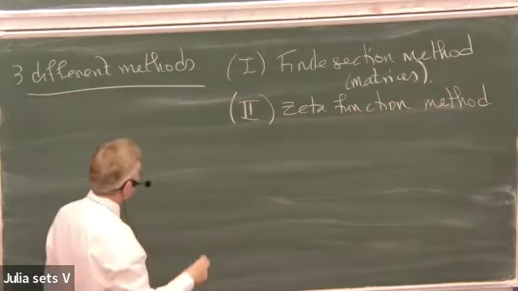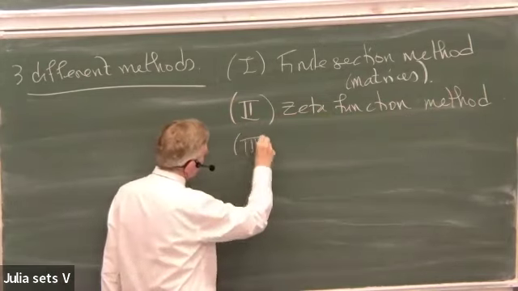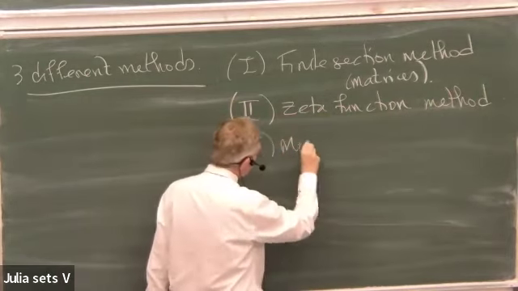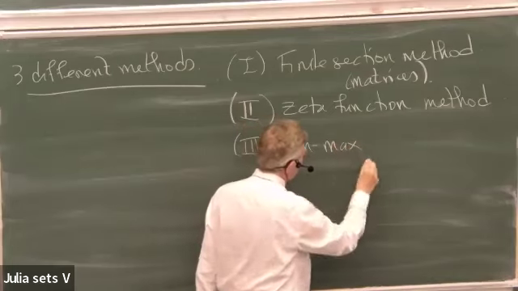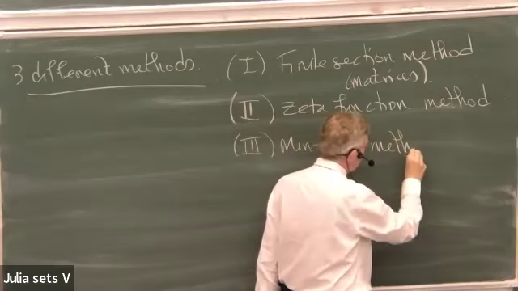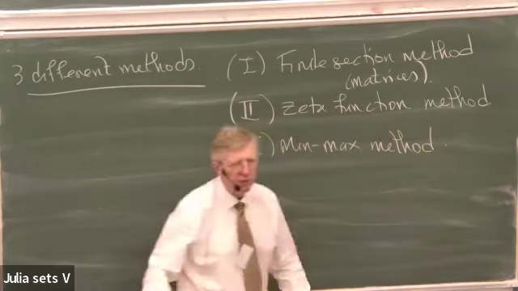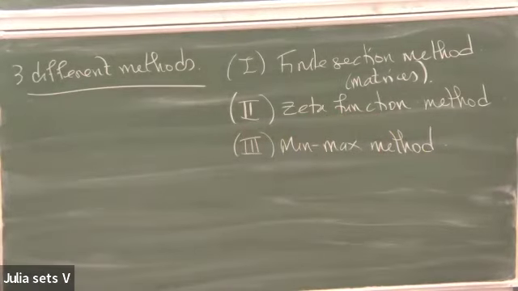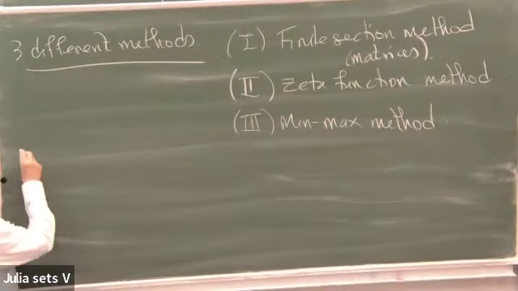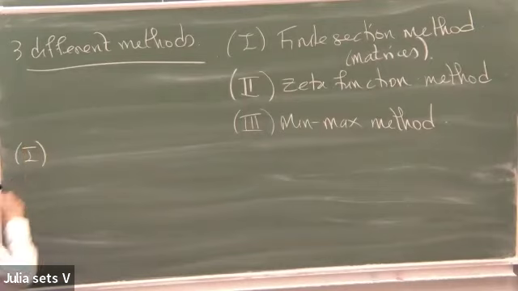And thirdly, something called the minimax method, which is not really a minimax method either, but it's also a good title. It's much better to have memorable titles for things than actually accurate titles, perhaps. So I want to talk about these 3 different approaches. So let me start with the first one. And so this is what I've called the finite section method.